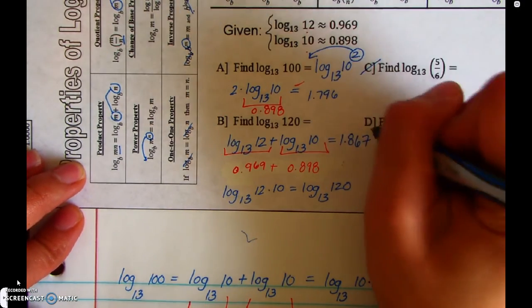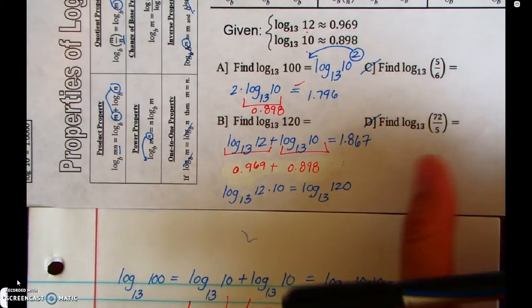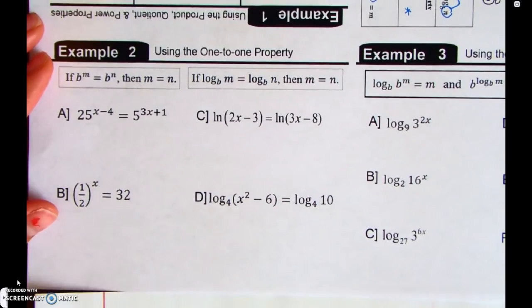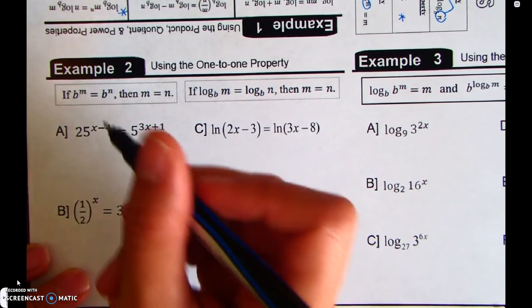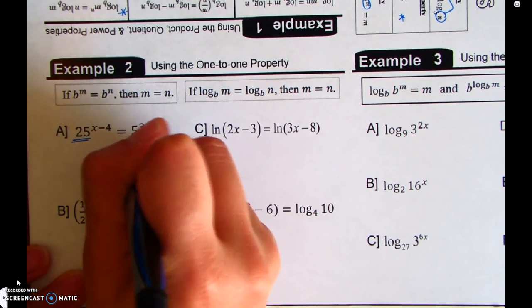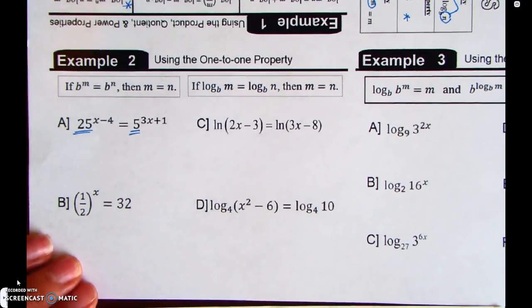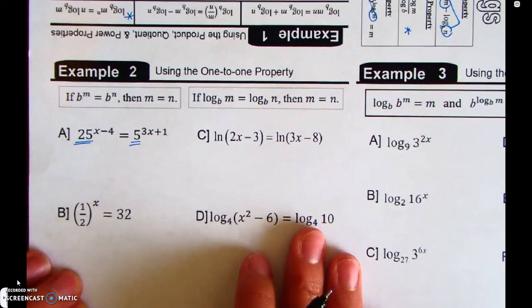Okay, we're going to skip C and D. Go ahead and go to example 2. On example 2, we're going to look at some problems that have different bases. So I need the bases to be the same. Remember, it's like playing Tetris. We need the bases to be equal.